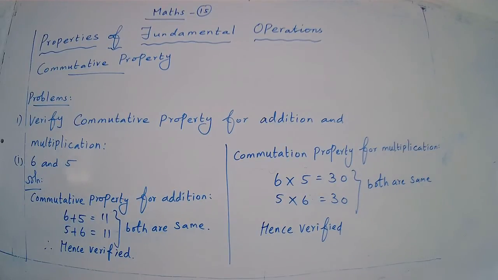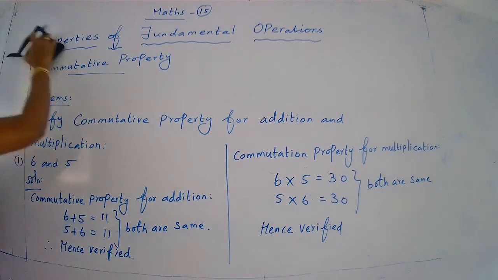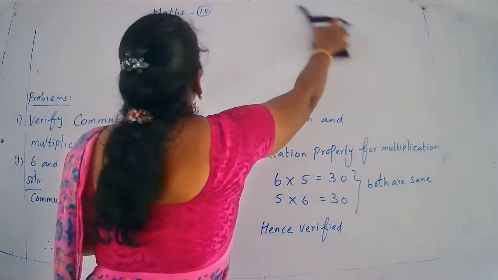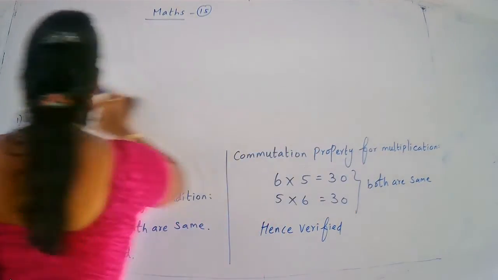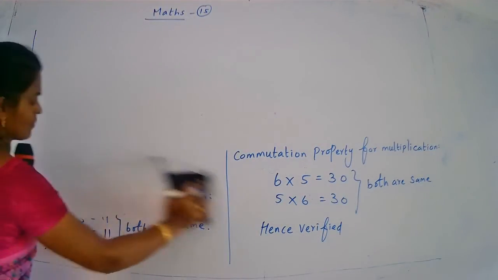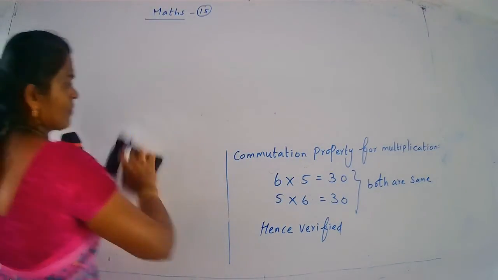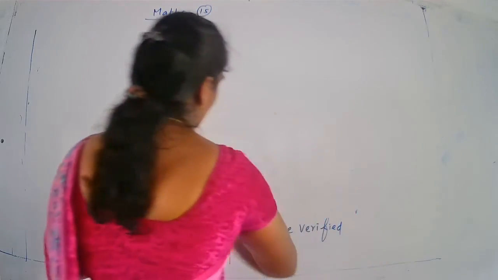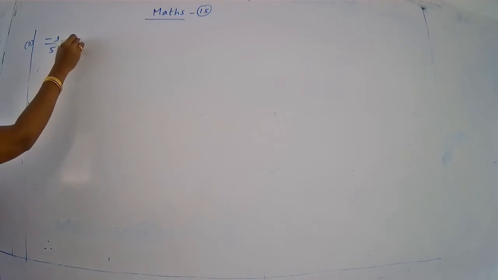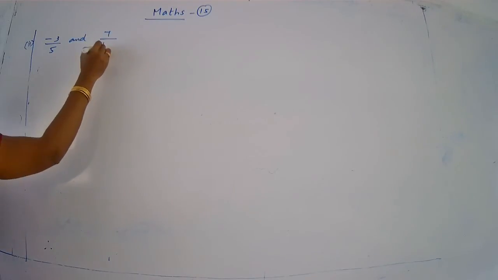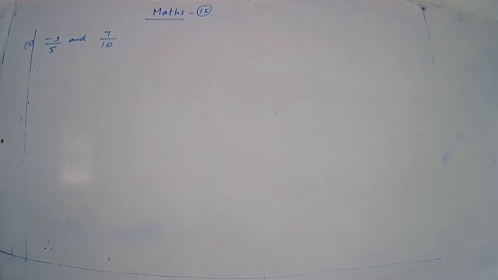Now you change the order, that is B plus A. That means 7 upon 10 plus minus 3 upon 5. So we have to find the value of 7 upon 10 plus minus 3 upon 5. Here also the denominators are different. So calculate by cross multiplication method. Multiply by cross.